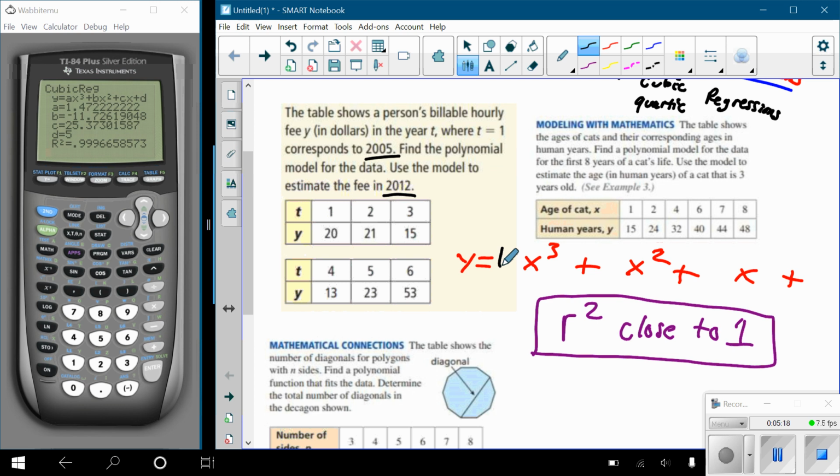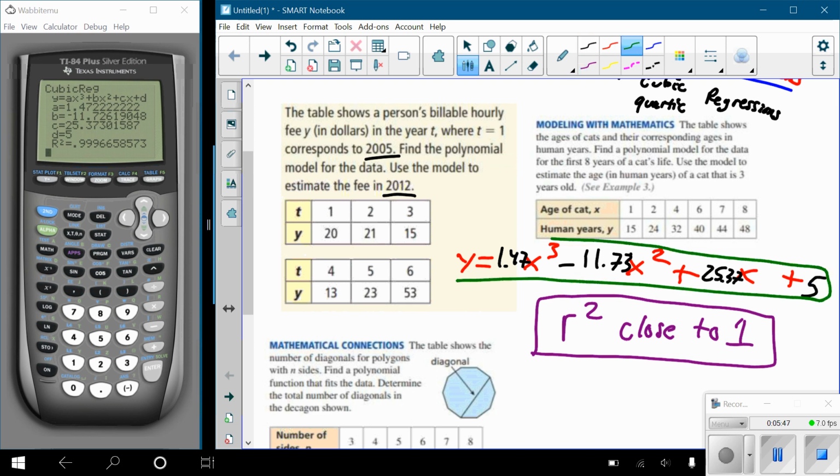So 1.47x cubed plus, so it's actually minus here, minus 11.73x squared plus 25.37x plus 5. Okay. And this equation here is a cubic equation, third degree, that fits this data really well. That's it. Now I can use this to answer whatever question they're asking me.